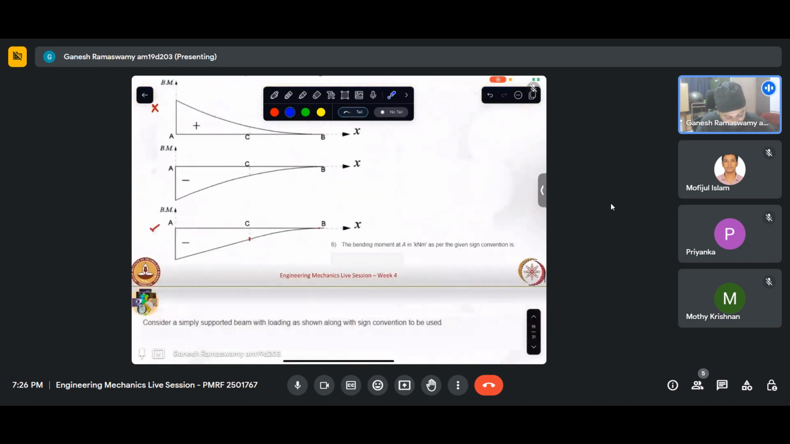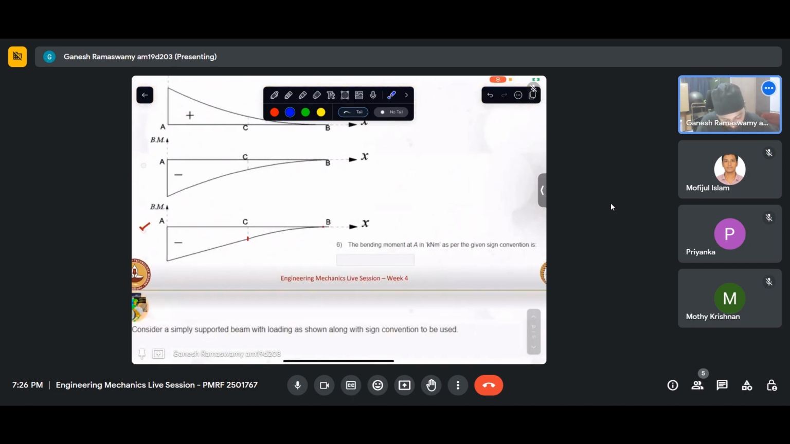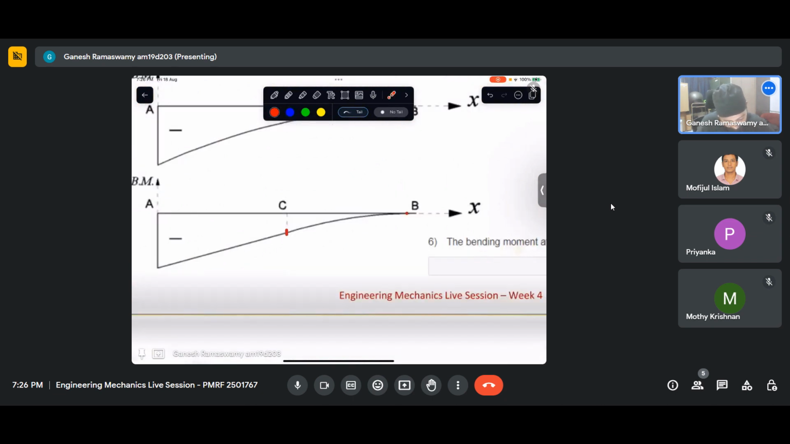If this be our bending moment diagram, if I draw a tangent here, I can see that this has a positive slope. I can see this is my tangent here, which has a positive slope. And at B, the tangent has a slope of 0. So from some positive slope to 0, it went. So it follows our conventions properly. There is no problem.